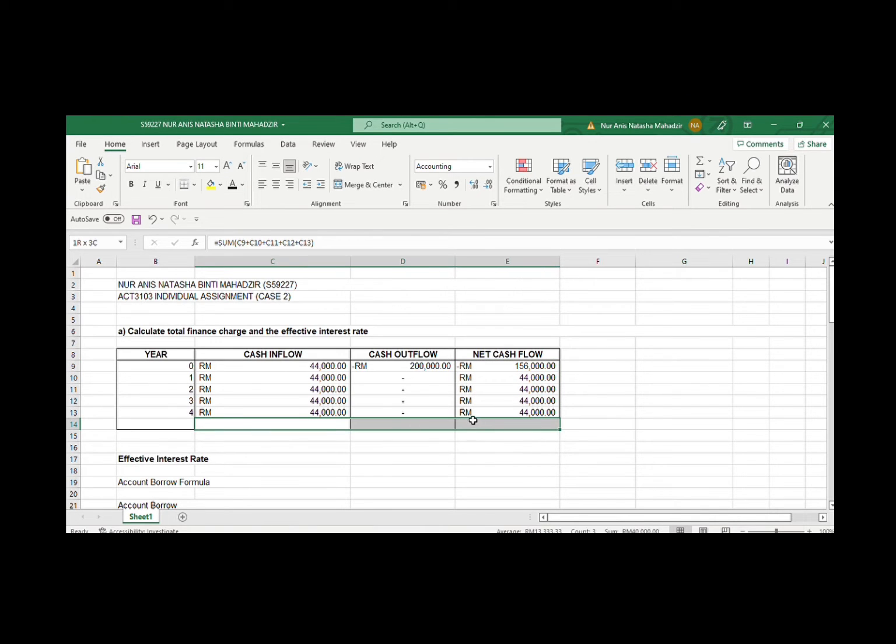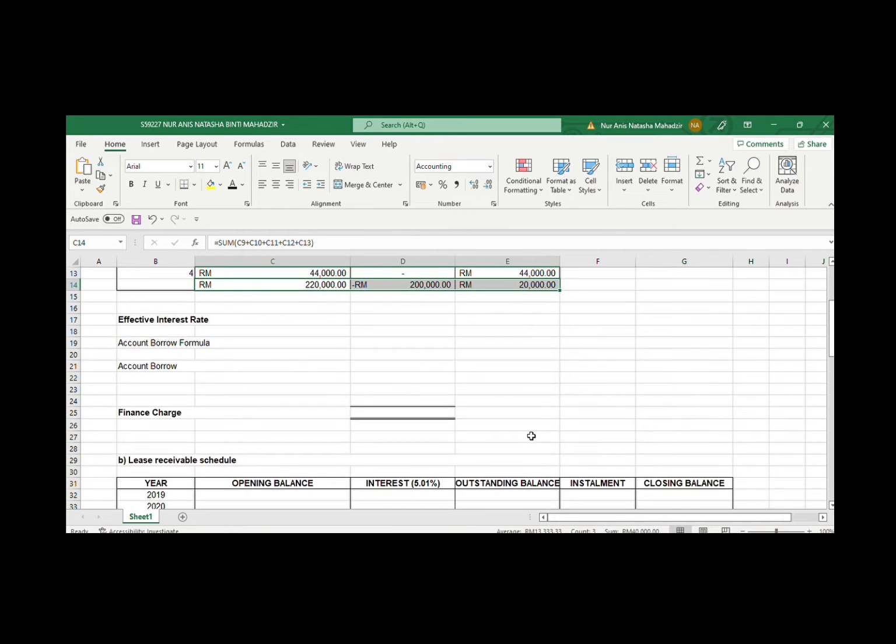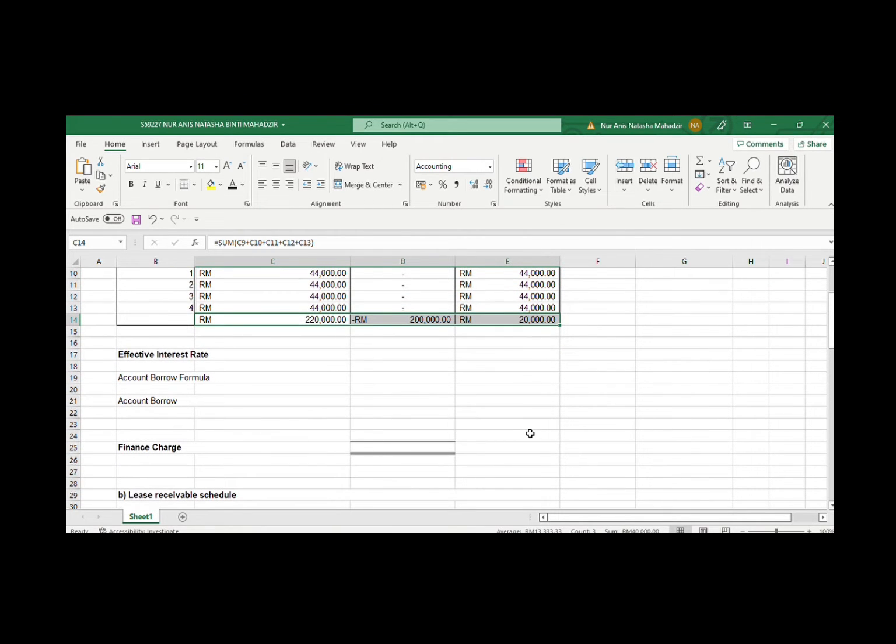So the total for cash inflow would be 220,000, and the cash outflow is 200,000. The net cash flow is 220,000 minus 200,000, so we will get 20,000. After we get the net cash flow, we have to find the effective interest rate by using the internal rate of return. Next, after we get the effective interest rate, we have to calculate the account borrow by using this formula.